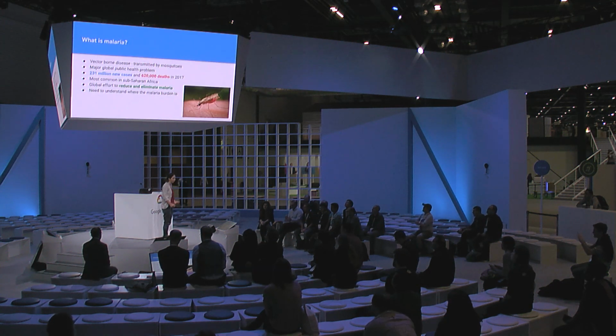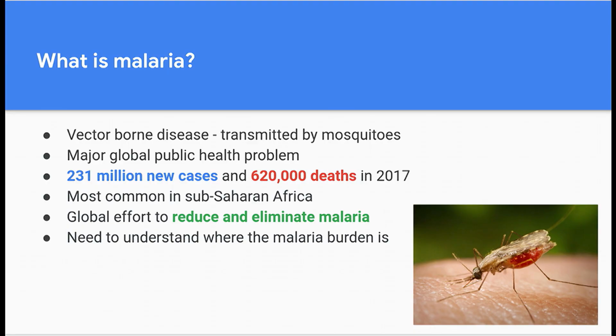Just first for a bit of background, as you know, malaria is a disease that's transmitted by mosquitoes. Mosquitoes have a parasite. If they bite a human, they transmit the parasite into the human's blood. If a non-infected mosquito then bites that human, the parasite is transmitted to the mosquito, and the cycle continues. This causes a major public health burden globally, causing several 100,000 deaths every year, and most of those are in sub-Saharan Africa.